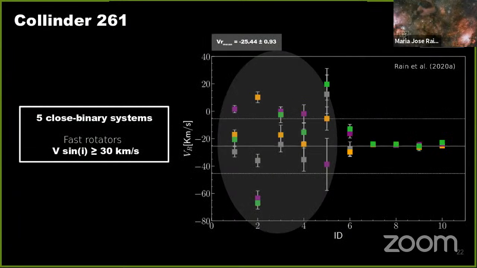So the figure shows the velocity distribution of the blue stragglers in the old open cluster Collinder 261. By looking at this distribution, it's very easy to separate between short and long period binaries following our classification. The line at the center indicates the cluster mean radial velocity, and the two dashed lines are the limit of 20 kilometers per second that separates long and short period binaries.